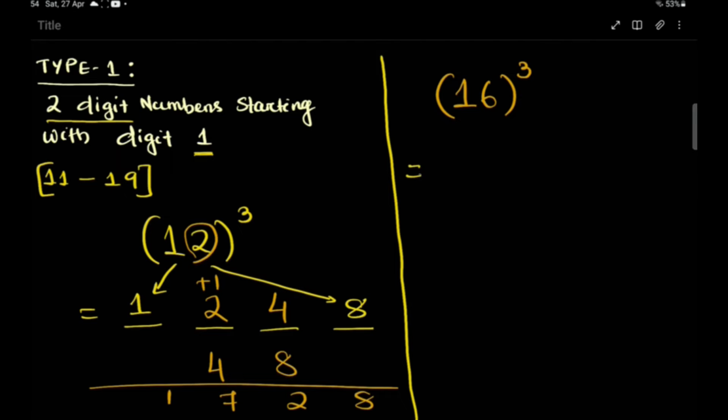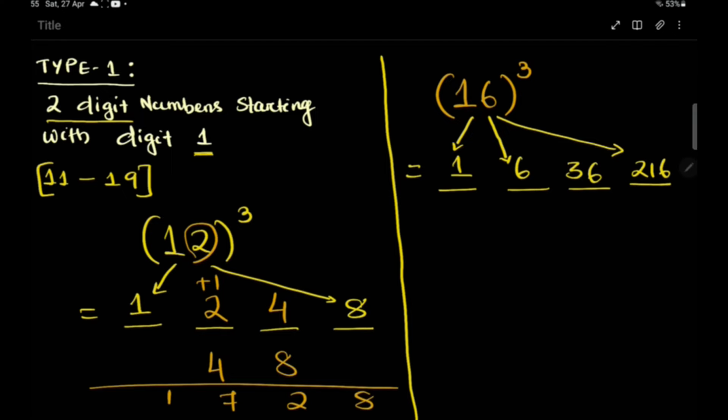16 cube. We can write the answer like this. Now 1 cube is 1. 6 cube is 216. And here we can write the digit 6, and in this place we'll write the square of this number, that is 36. Now let us double this number. 6 into 2 is 12 and 36 into 2 is 72. Now we have to add all these numbers.